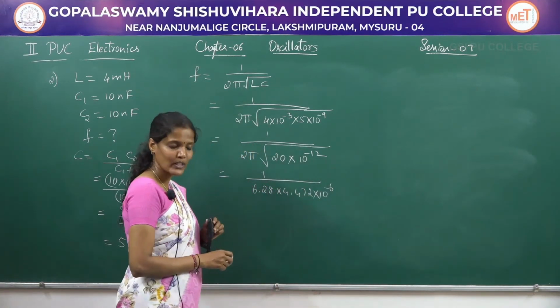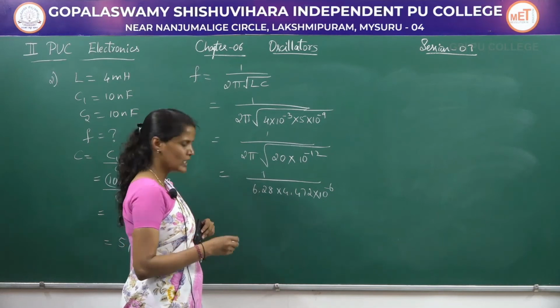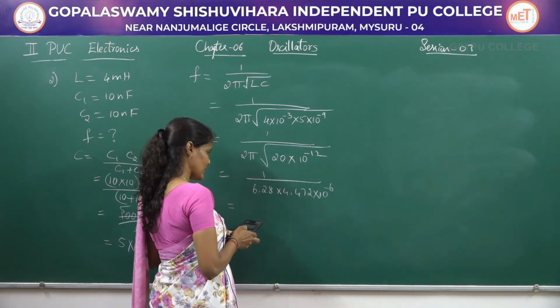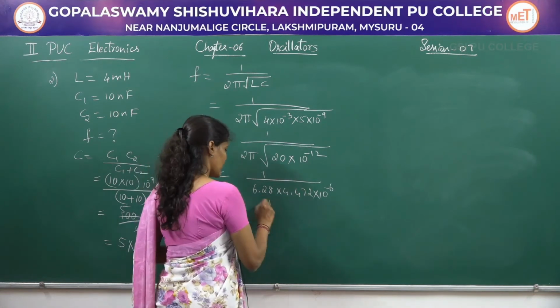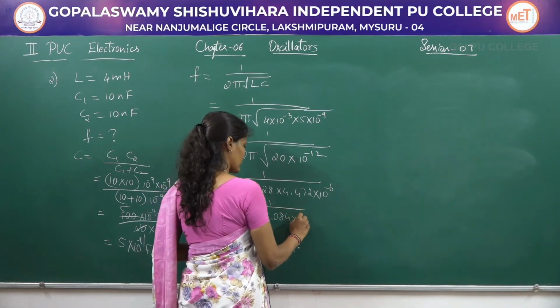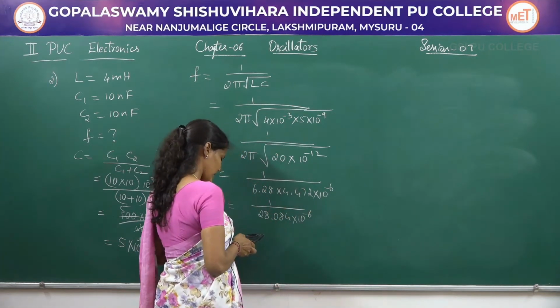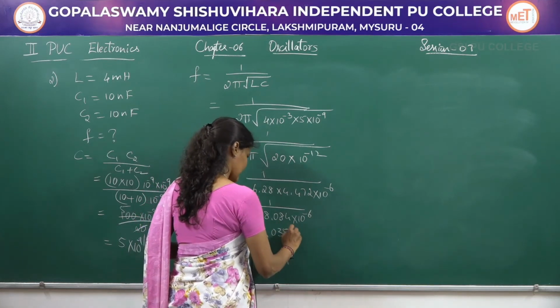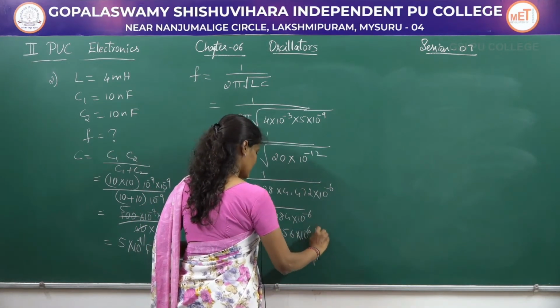10 to the power of minus 12 is within the square root. When it is taken out of the square root, its value will become 10 to the power of minus 6. So let us multiply the denominator terms. So I will be getting 1 divided by 28.084 into 10 to the power of minus 6. 1 divided by this answer gives 0.0356 into 10 to the power of 6 hertz.